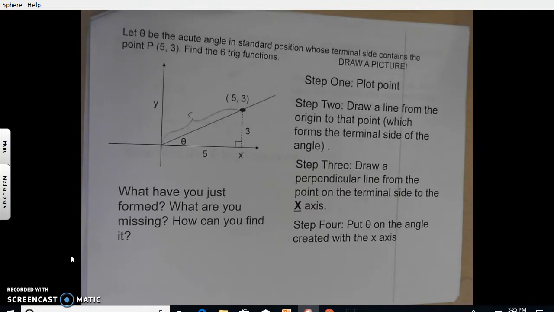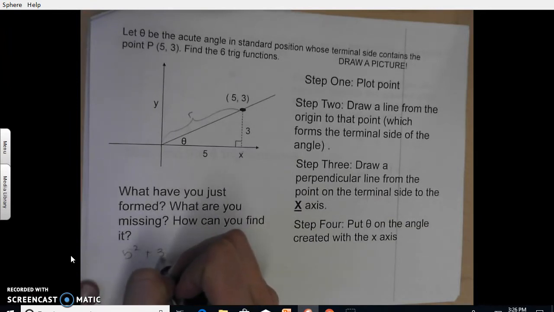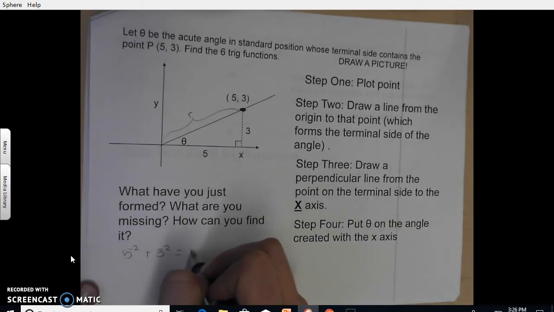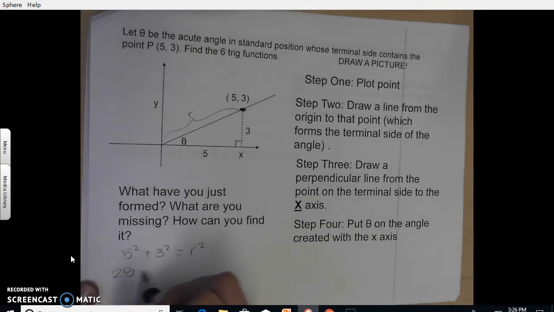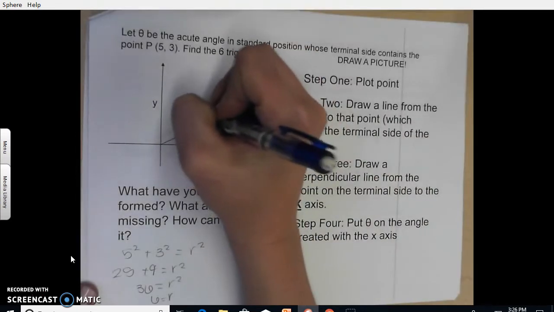We can find our hypotenuse by using the Pythagorean theorem. So 5 squared plus 3 squared equals r squared. 25 plus 9 equals r squared. R squared equals 36, which means r is equal to 6.